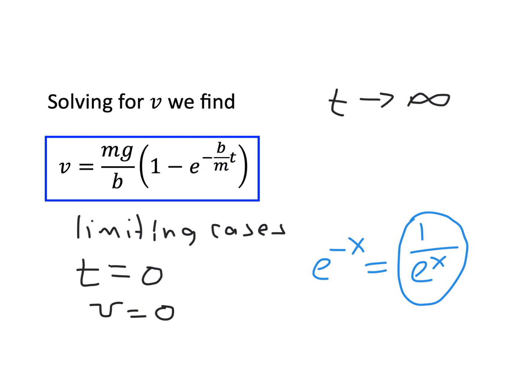And so what I end up with is that the velocity is mg over b times 1. And I can write that down, that the velocity is equal to mg over b. But that's exactly what we figured out the terminal velocity has to be. And so as the time gets bigger and bigger, the velocity approaches the terminal velocity. These are what we would expect for these two cases. And so that lets me feel a little bit more confident that my formula is actually correct.